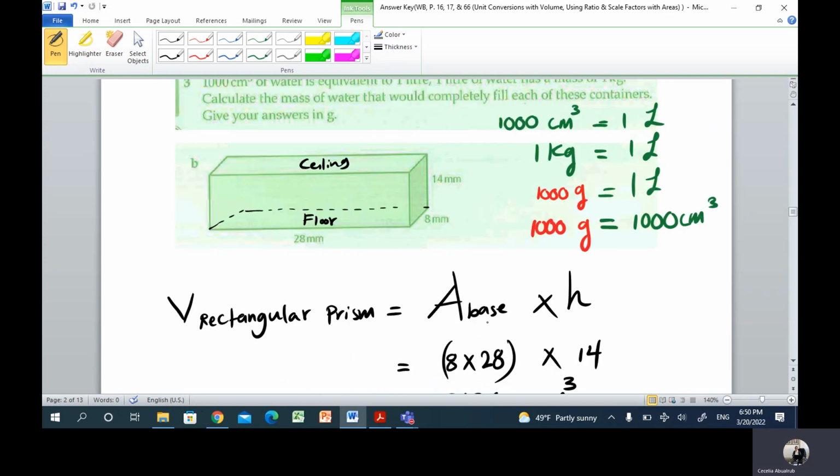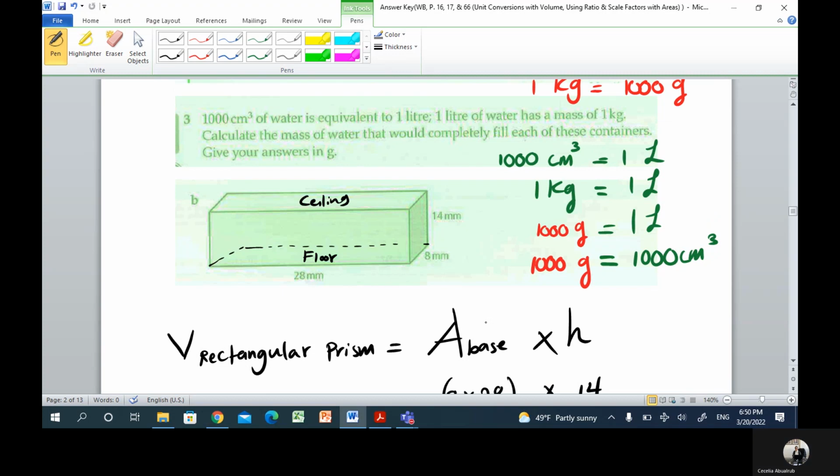Okay. The other way that I wanted to tell you about is, so we stated a fact that every 1 centimeter is equal to 10 millimeter, right? So we're going to divide this by 10. So it becomes 1.4 centimeter. And if we divide this by 10, it will be 0.8 centimeter. And if we divide this by 10, it will be 2.8 centimeter.